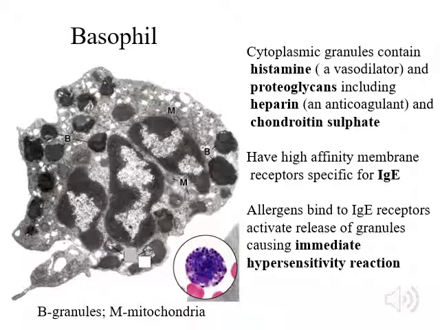Here we have an electron microscopic view of the basophil with its bilobed nucleus and large granules that contain histamine, comparable to mast cells, proteoglycans, even heparin, as well as chondroitin sulfate. Its membrane has a high affinity for IgE immunoglobulins, again comparable to mast cells.